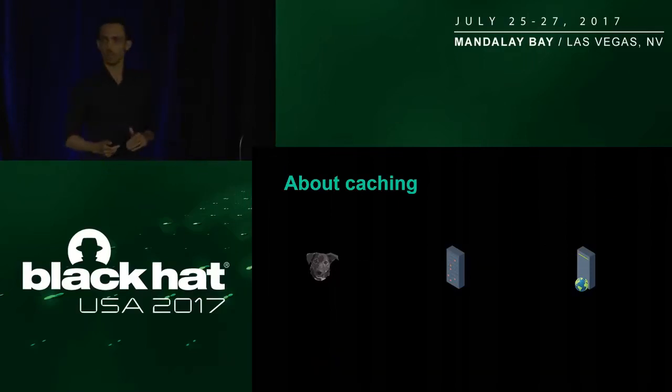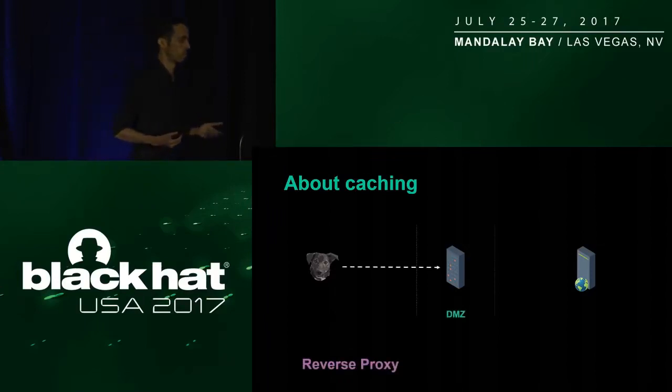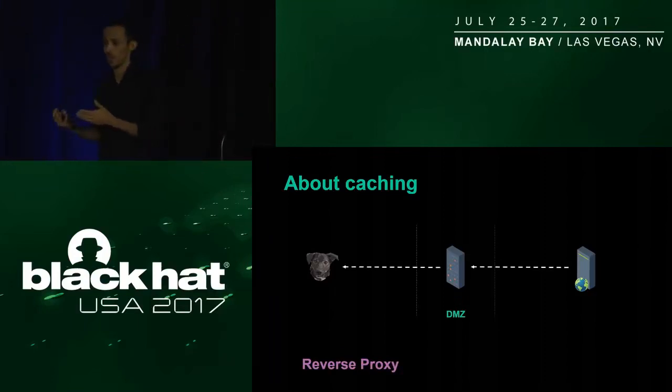One last form we're going to see is simply a reverse proxy, which functions as the web server front end. It can send requests to the web server on behalf of the user, and in addition, it can also cache the application's content. Okay, so these are all forms of caching mechanisms.